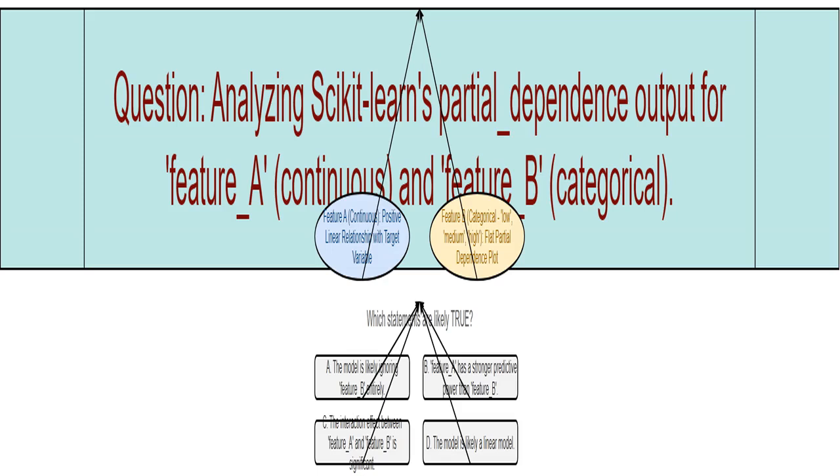I see a question about interpreting partial dependence plots, PDPs, from scikit-learn, a popular machine learning library in Python. We're given that feature_A shows a positive linear relationship with the target variable in its PDP, while feature_B shows a flat PDP. This means that feature_A strongly influences the prediction, but feature_B shows little to no effect.